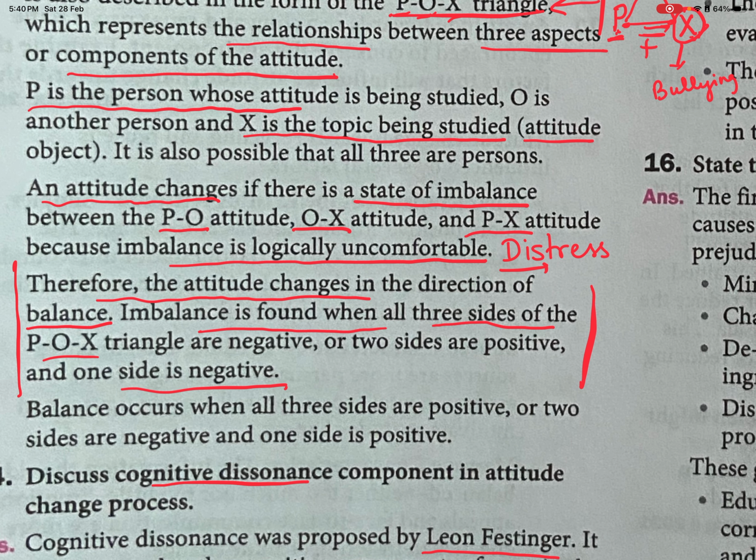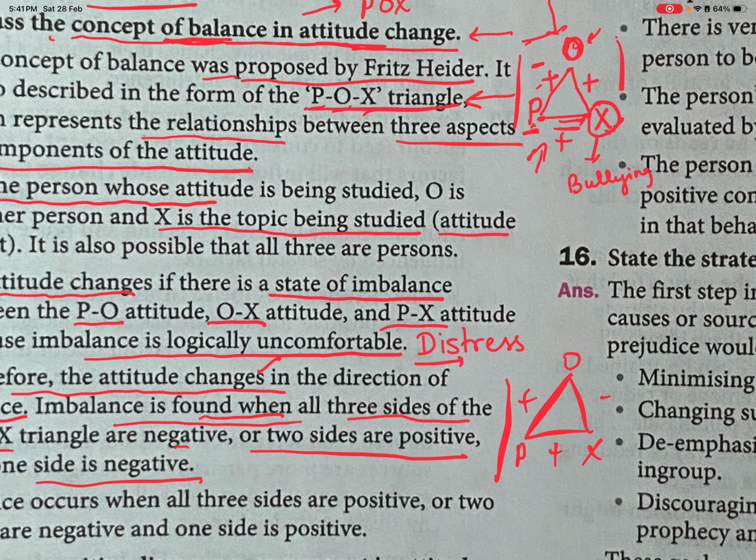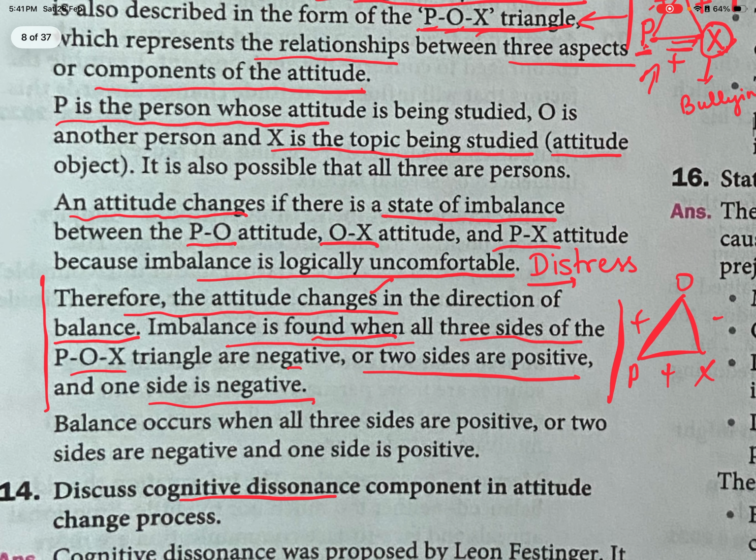Now if you read the last paragraph here, the attitude changes in the direction of the balance. Imbalance is found when all three sides of the POX are negative. If you see all three sides P, O and X, and all are negative, then there is an imbalance, or when two sides are positive and one is negative, there is an imbalance. When you give an example, you have to first identify the attitude object and mention it, and then describe P's attitude towards X, P's attitude towards O, and then O's attitude towards X. If you identify these three labels, you will be able to understand this well.